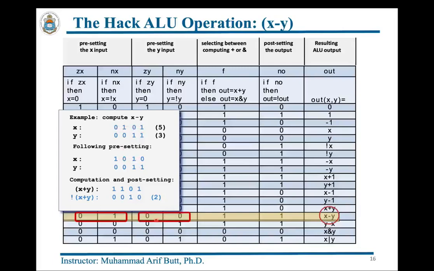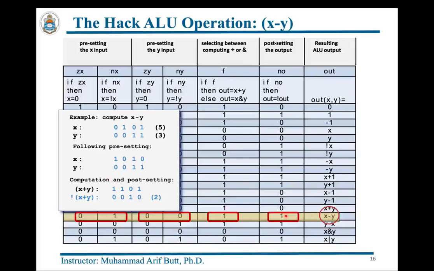As far as y is concerned, since zy and ny both are 0, we do nothing. So y remains as it is, 0, 0, 1, 1. So the presetting has been done. Now let's see the function f. Since f is 1, we perform the addition, x plus y. So once we do x plus y, we get a 1 over here, a 1 over here, a 0 over here, and a carry, and a 1 and a 1. So this is 1, 1, 0, 1.